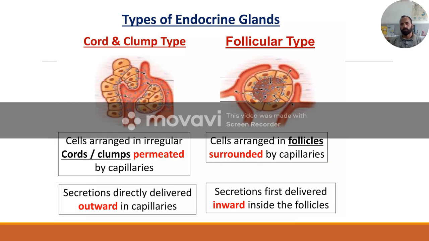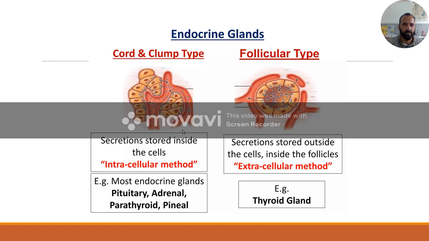So the types of endocrine glands, basically on the basis of how the cells are arranged: you have the cord and clump type, where the cells in the endocrine glands are arranged in cords or clumps. You have one more type, called the follicular type, where the cells are arranged in follicles. The difference between the two regarding their secretion is that in the cord and clump type, the secretion will be laid directly into the blood, whereas in the follicular type, the secretion will be produced by the cells and stored first, and then from the storage it will go towards the blood. That means the follicular type goes indirectly, and the cord and clump type goes directly into the blood.